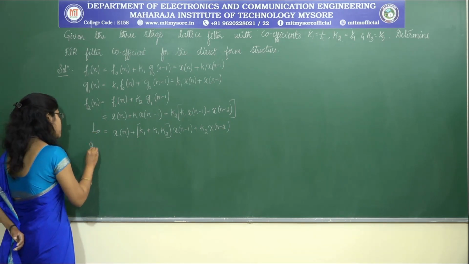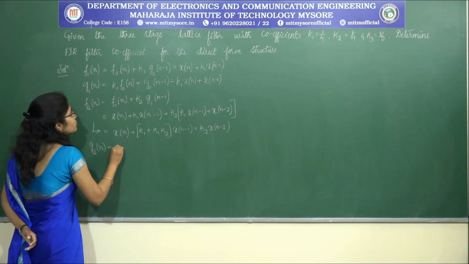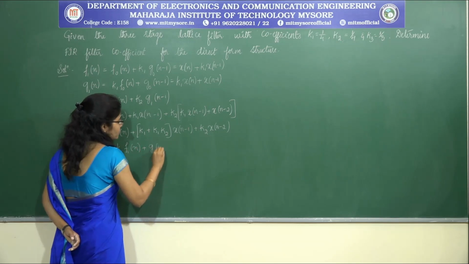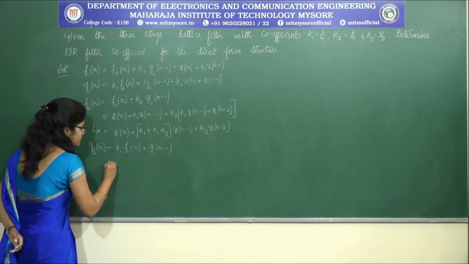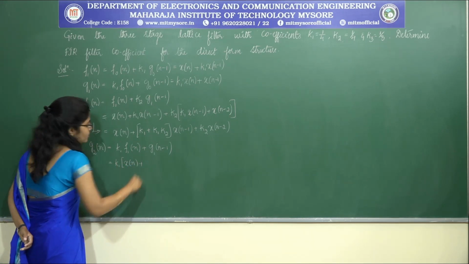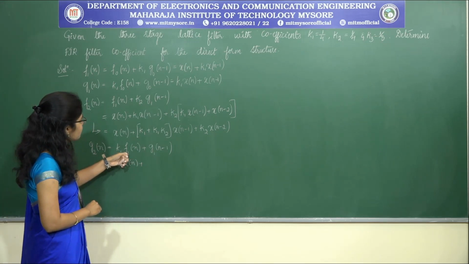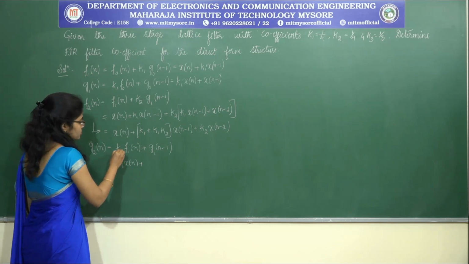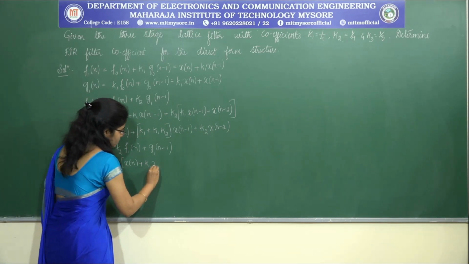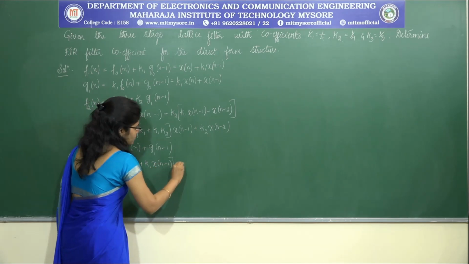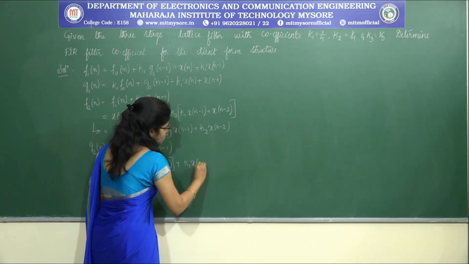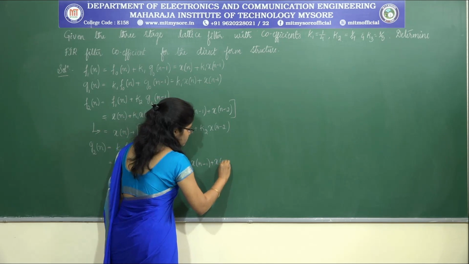So if I write the expression for g2 of n, g2 of n will be equal to k2 into f1 of n plus g1 of n minus 1. Again, if I substitute the expression here, k2 into x of n plus k1 into x of n minus 1, plus g1 of n minus 1 will be equal to k1 into x of n minus 1 plus x of n minus 2.